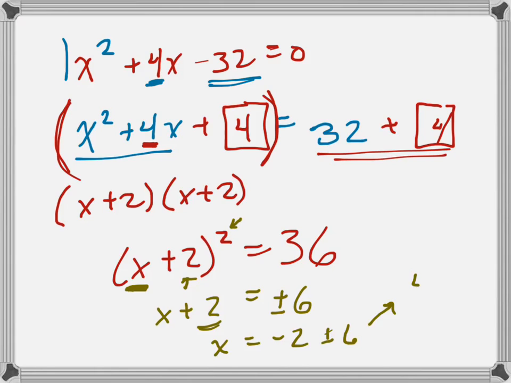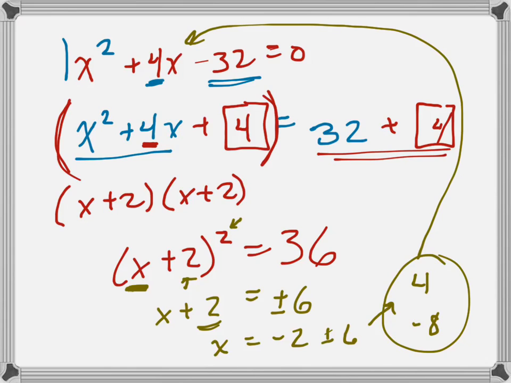Negative 2 plus 6 is 4. Negative 2 minus 6 is negative 8. There are my two answers. And I check if they're right by plugging them both, one at a time, back in for x. So let's check 4. 4 squared is 16. 4 times 4 is 16. 16 plus 16 is 32. Minus 32 is 0. It works. You could do the same thing with negative 8 and it will work as well. That's how you solve an equation by completing the square.